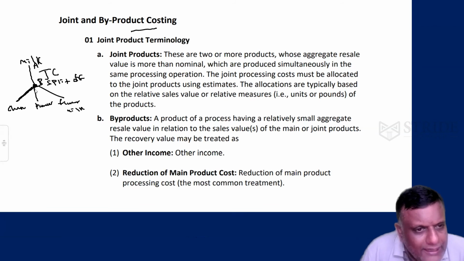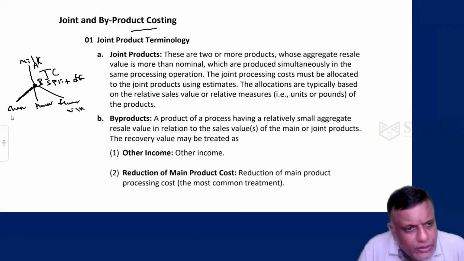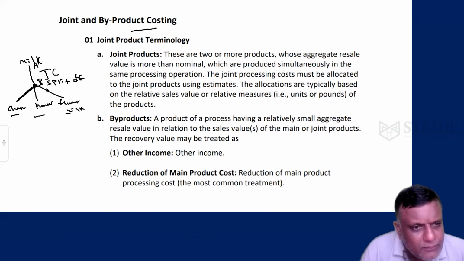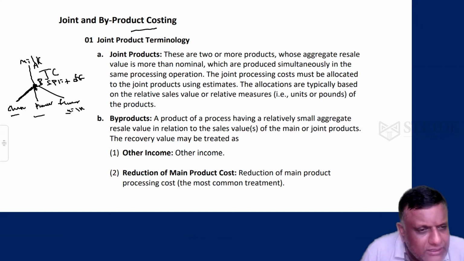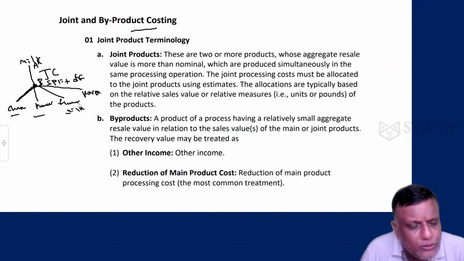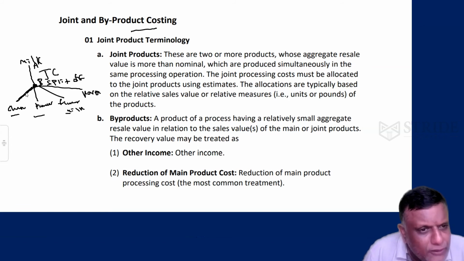After split off, the products coming out are going to be cheese, paneer, flavor milk, buttermilk, and other things. So after separation from the point B, cheese is emerging out, paneer is emerging out, flavor milk is emerging out, maybe kova is emerging out, some halwa is coming out. That's it. So the point is called split off.